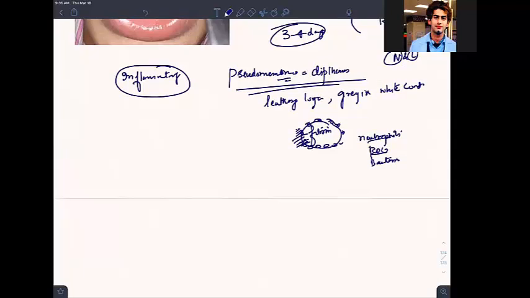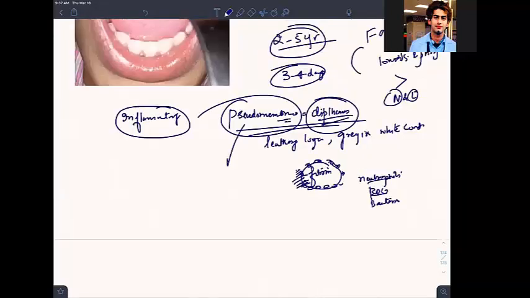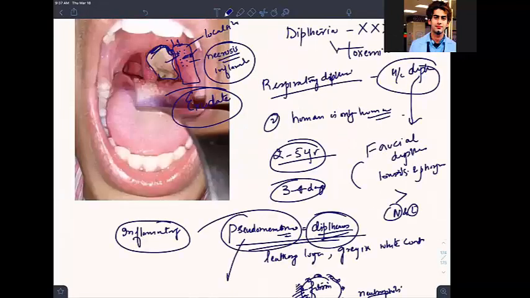Sir, why is it called a pseudomembrane? The reason is, we said everything about diphtheros. What is the membrane? Why a pseudomembrane? It is protein rich, isn't it? That's the exudate, protein rich.